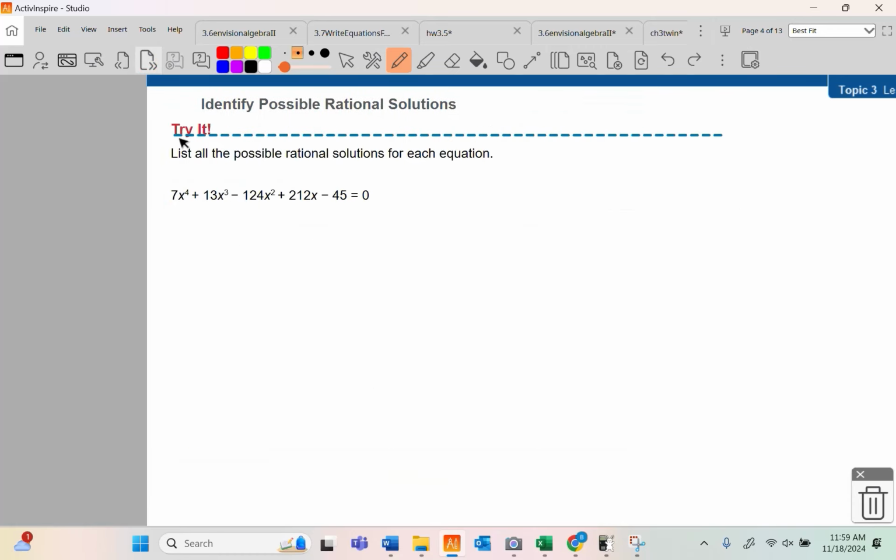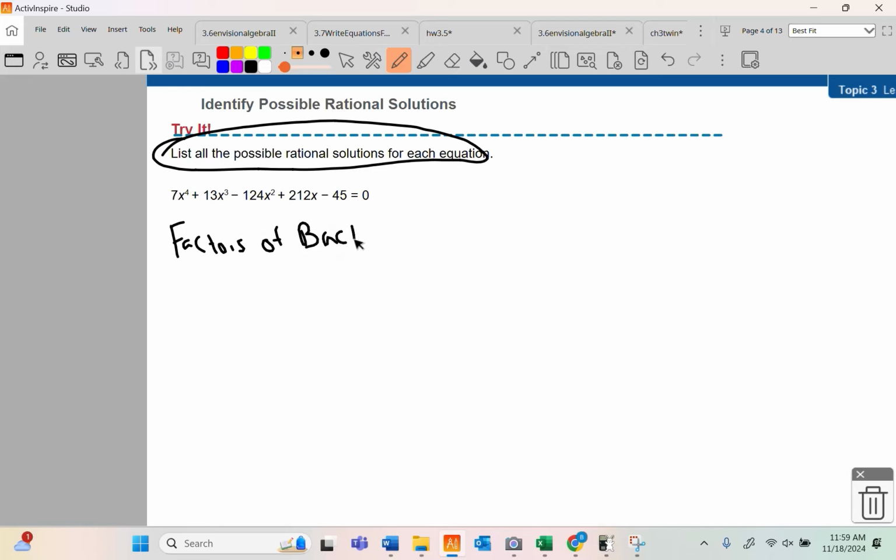We're going to skip that one, jump to this. List all the possible rational solutions for the given equation. So we think about the factors of the back. What number is in the back? 45, ignore the sign. Okay, just 45. What are factors of 45? 9 and 5. I'm going to include the plus or minus symbols, plus or minus 5, plus or minus 9.